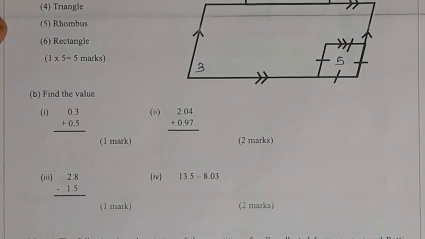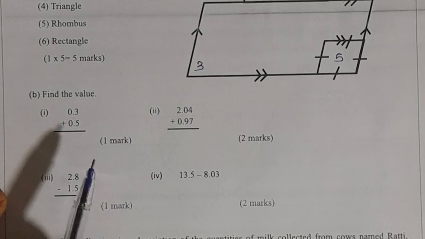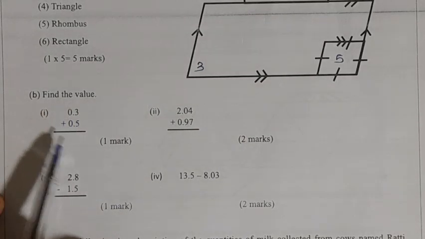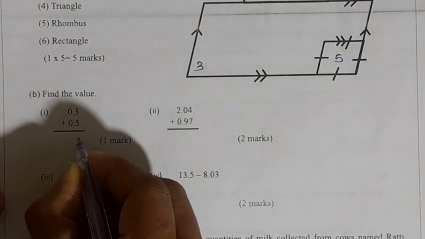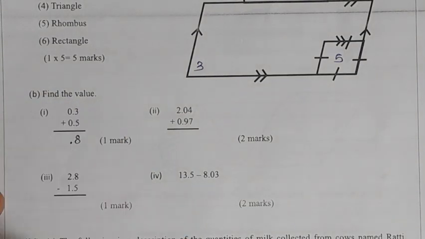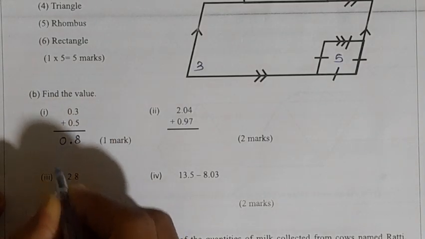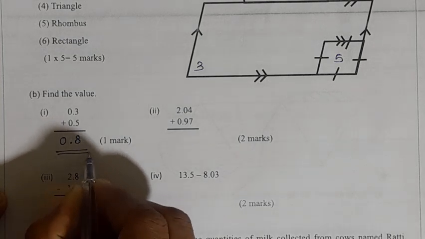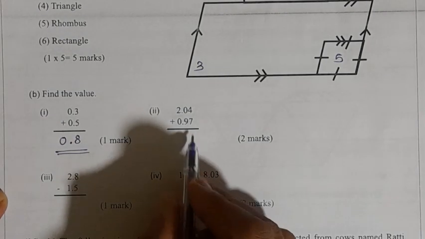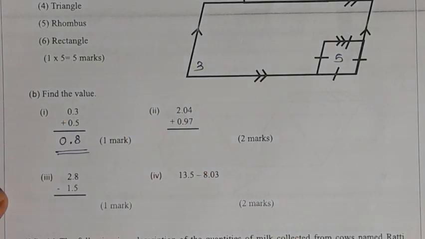Then B part. Find the value. Number 1. Addition of two decimal numbers. 5 plus 3 is 8. Now we have to keep the decimal point. 0 plus 0 is also 0. The answer is 0.8.